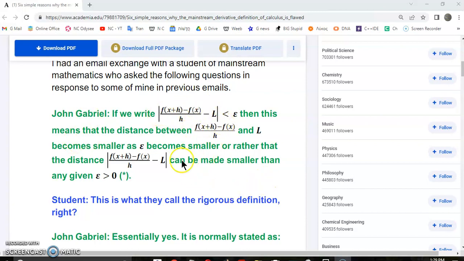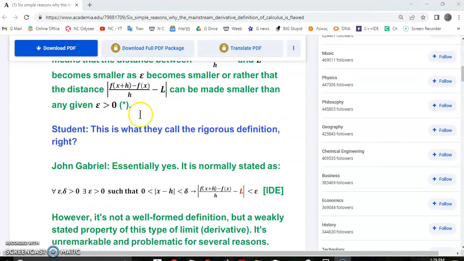Formulas are in black. I first wrote that if we write the difference of these two expressions, f of x plus h minus f of x over h and L, if the absolute difference is less than epsilon, then this means that the distance between the non-parallel secant line slope and L becomes smaller as epsilon becomes smaller, or rather as the distance given by that difference can be made smaller than any given epsilon greater than 0. And it's important that it's greater than 0, and you'll see why in a moment.